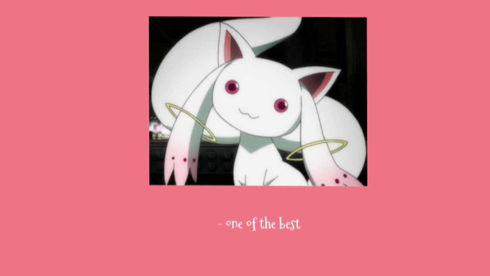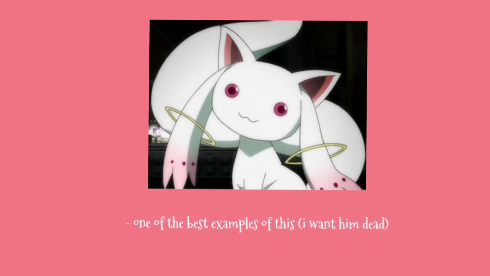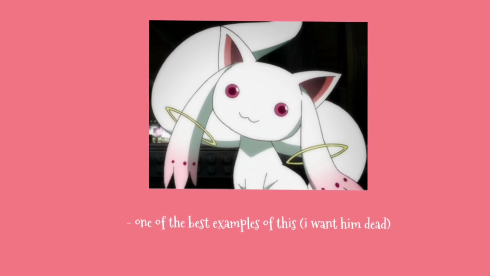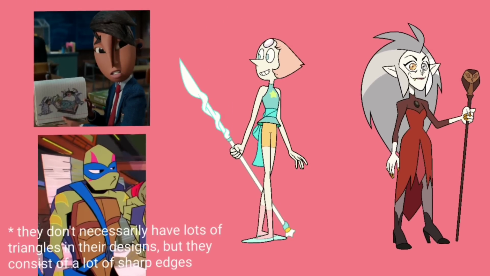Now, there are times where you can break this rule. Using rounder, softer edges for a villain can be used to mislead the audience on how dangerous they really are. And triangles and sharp edges aren't always used for villains. Triangles can mean that a character is sharp intellectually. Not to mention, heroes can also be dangerous.